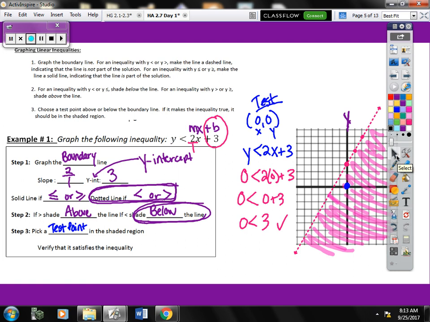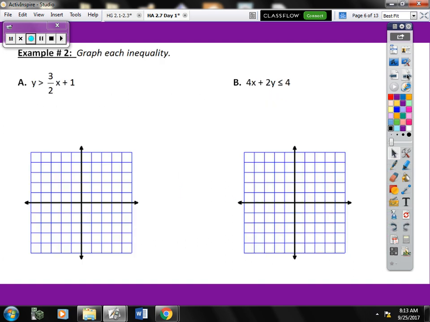Okay, so that's really all we're learning today. We're just going to review some of the harder ones on the back that might not be in slope-intercept form.